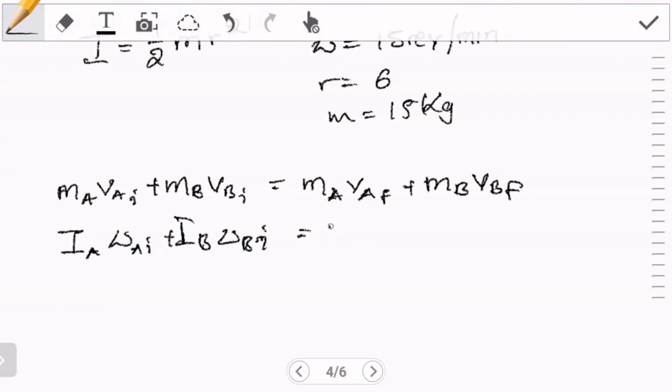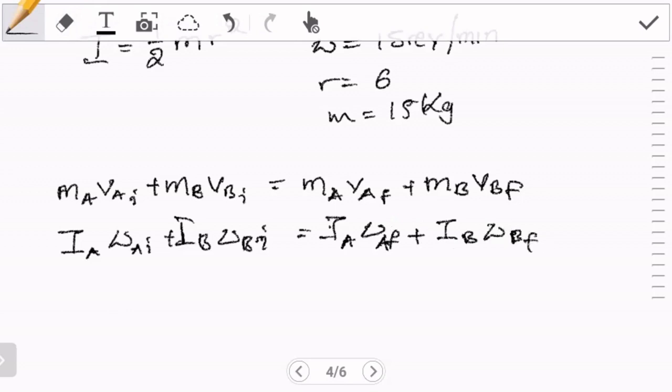So I hope you were able to relate to this. I'm taking this approach so that it's easy for you to remember, assuming that you actually understood the earlier topic of linear motion or linear momentum. So that is the moment of inertia of B, angular velocity final of B.